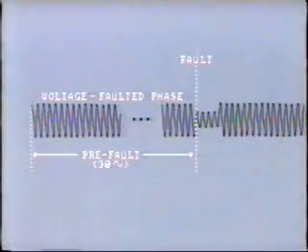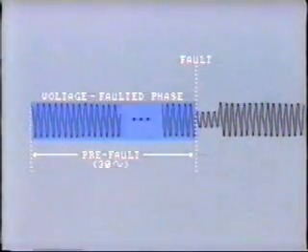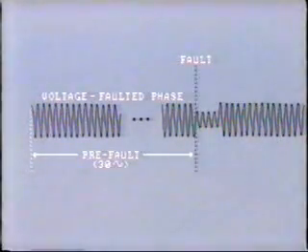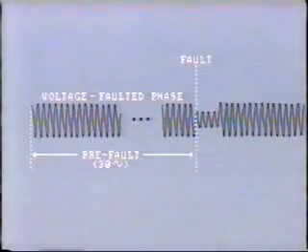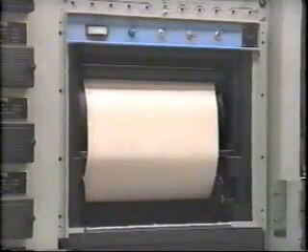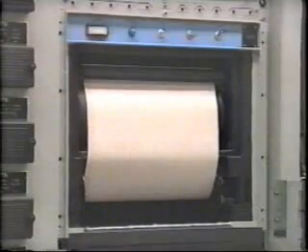Now, when a fault is sensed, the machine begins printing out the 30 cycles of pre-fault information it has stored in memory. While this is being recorded, the fault information is being inserted into memory. By the time the actual fault data starts recording, the machine is fully up to speed. This results in a very clear transition between no fault and fault conditions. Because of the recirculating memory, no data is lost.